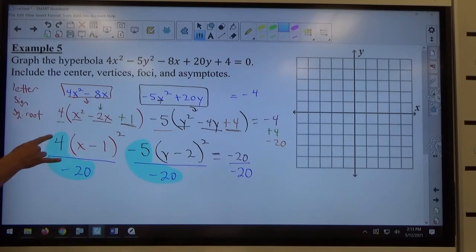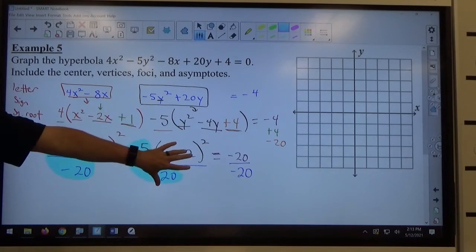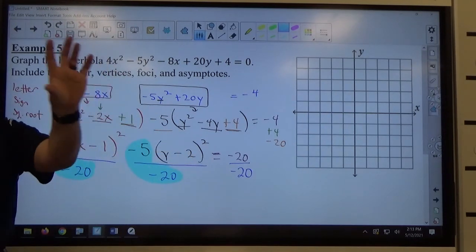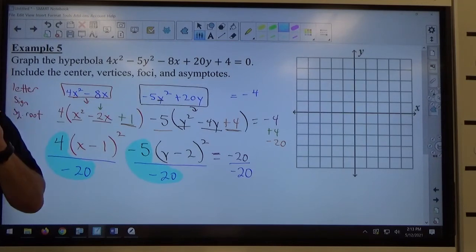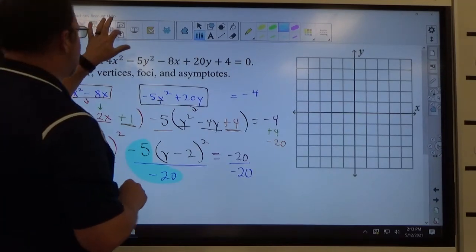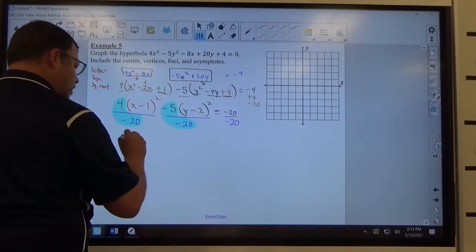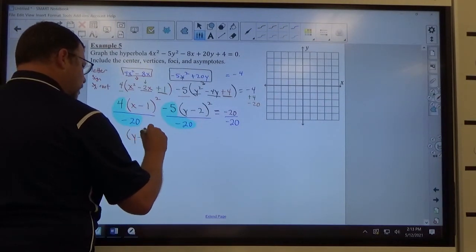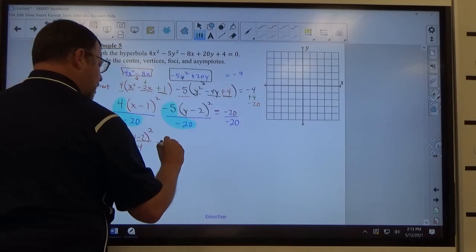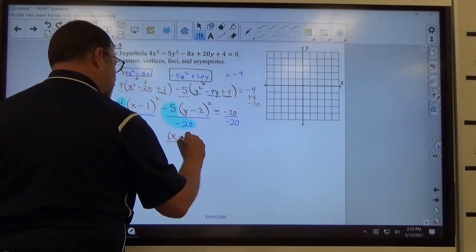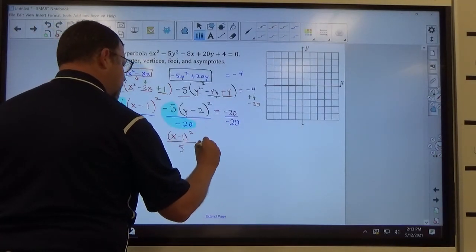All right? If I divide these, what kind of sign do I get? Negative. And these I get a positive. So this ends up being my positive object, this ends up being my negative object, so I'm going to swap the order as I do the division. All right, so my final step here in creating the standard form is to get parentheses y minus 2 squared over 4 minus parentheses x minus 1 squared over 5 equals 1.